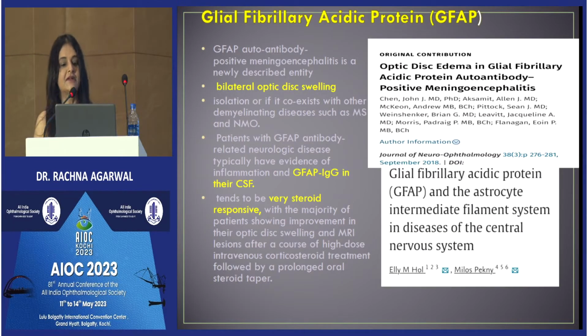Then the glial fibrillary acidic protein, GFAP. Meningoencephalitis is a newly described entity. It presents with bilateral optic disc swelling, and GFAP IgG is found in the CSF. These cases tend to be very steroid responsive.